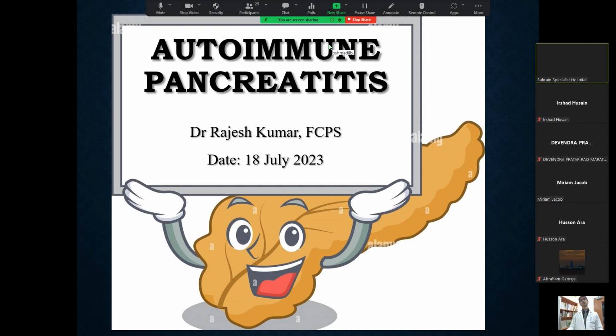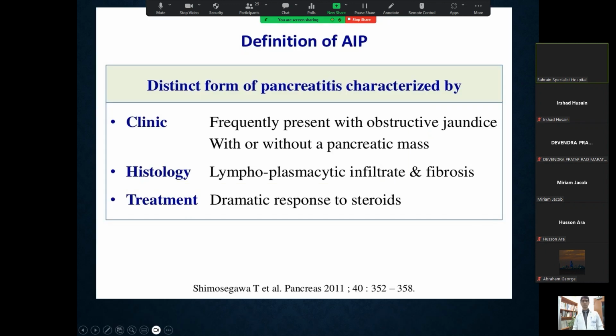Good morning, everyone. Today we are going to discuss a topic called autoimmune pancreatitis. It's one of the common things which we encounter these days and usually remains untouched. Basically, it's a form of pancreatitis which usually presents with the signs and symptoms of obstructive jaundice, sometimes with a pancreatic mass or without. On histology, we usually see the lymphoplasmacytic infiltrate and fibrosis. And interestingly enough, it dramatically responds to steroids.